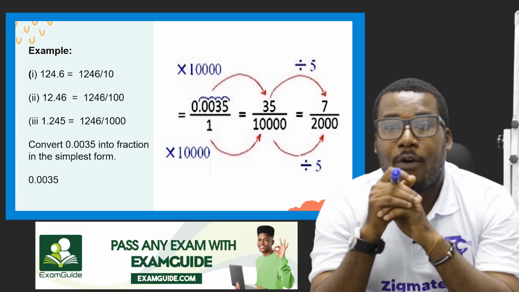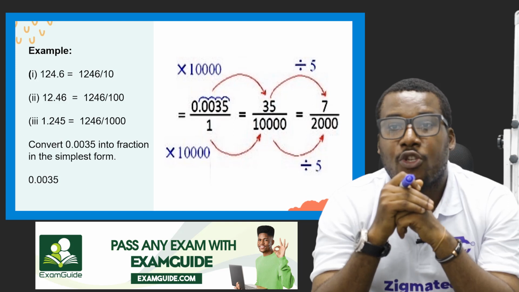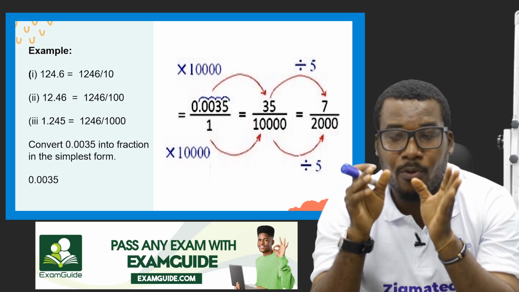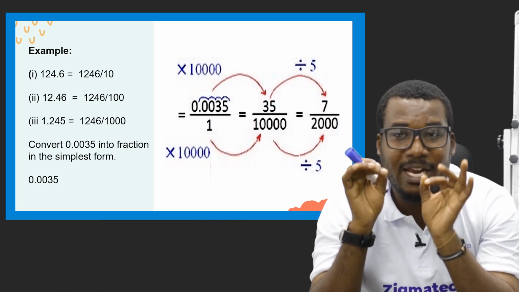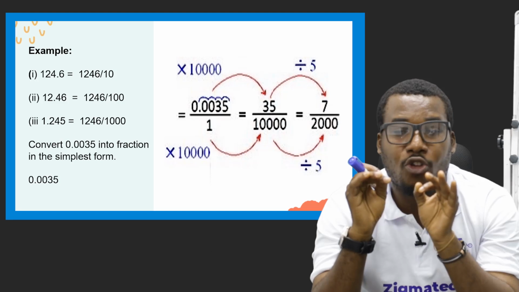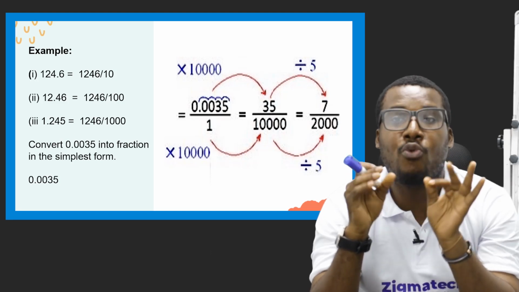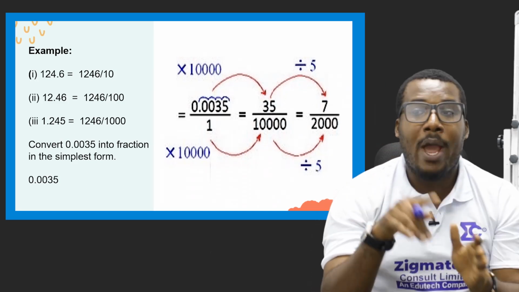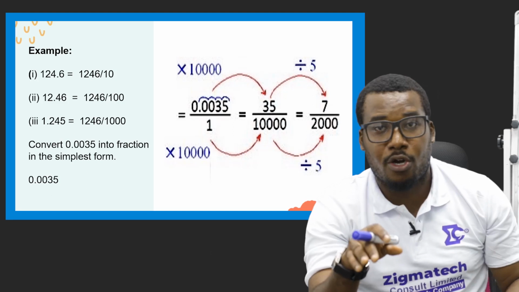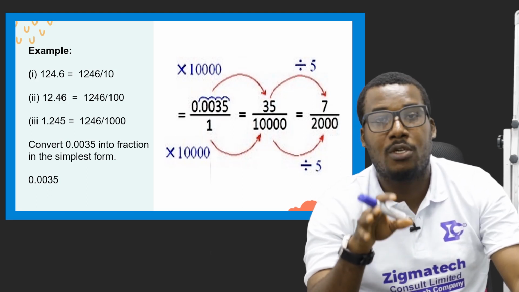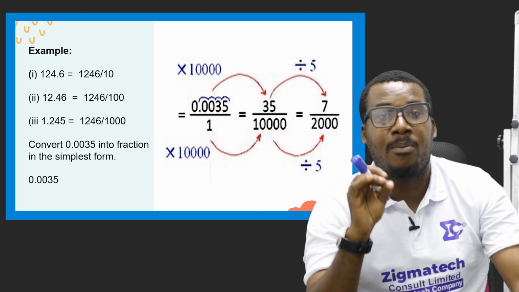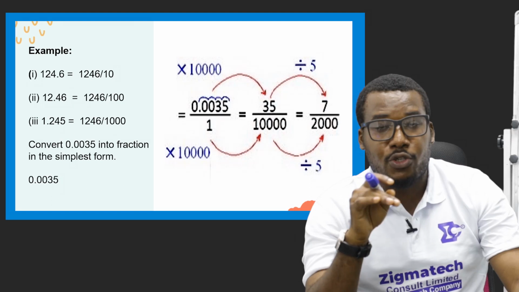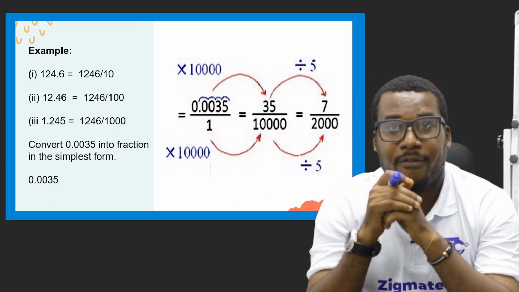Now, if they ask you to convert 0.0035 into a fraction in the simplest form, when the word simplest form is used, take note of that word. You will come across questions like this in your exams. When you're given questions like this, to the simplest form, when you convert, please endeavor and ensure to reduce to the lowest possible fraction. Don't just leave your answer as you will see here. Reduce to the lowest possible fraction.